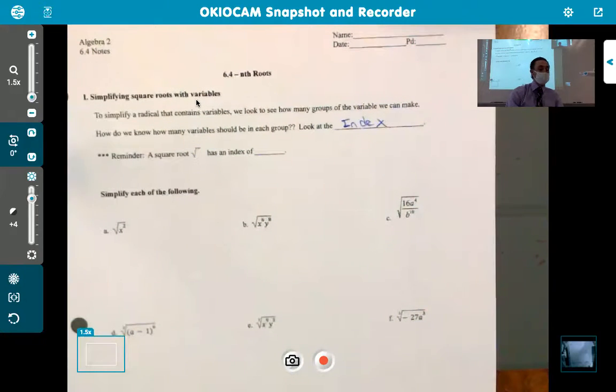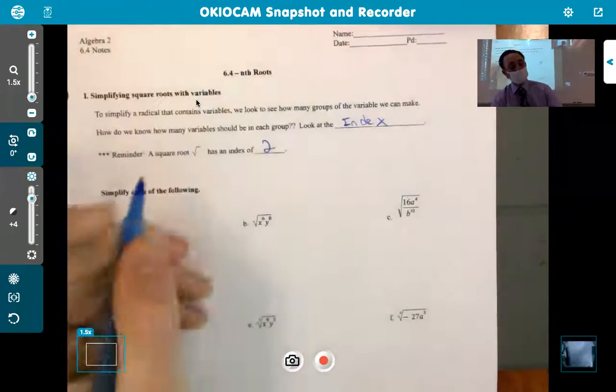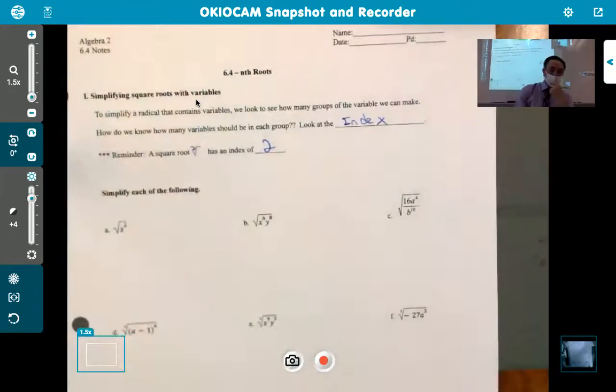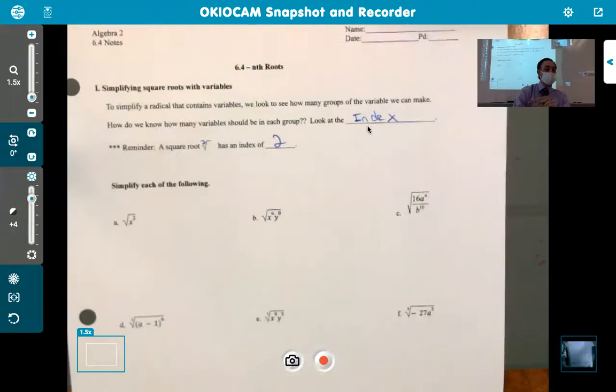So if you take a look here, it says reminder, a square root has an index of 2. It's never written there, but this index, this number, like I just explained, is how many times am I breaking this down? Okay. Are there any questions about what an index is or what our plan is for how we're going to solve some of these problems and what we're doing, just simplifying?